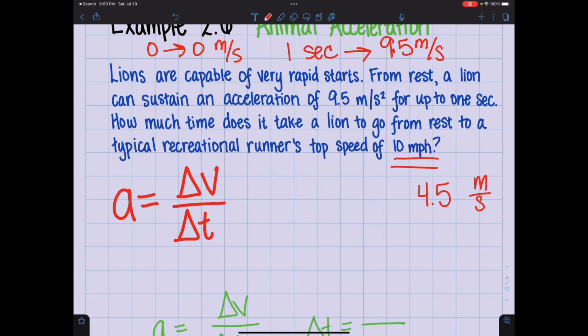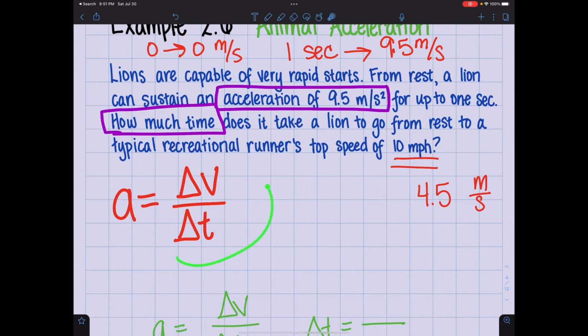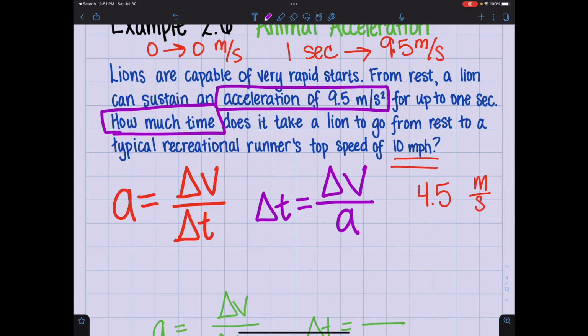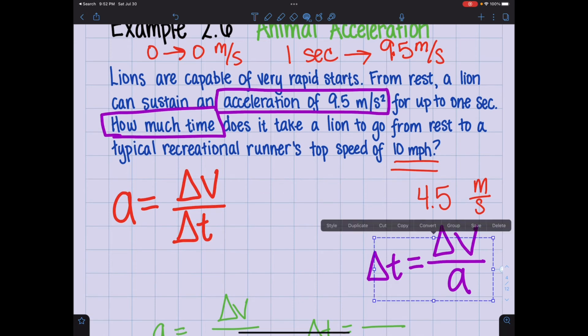The acceleration is something that they told us. Let's look here. An acceleration is 9.5 meters per second squared. And they're asking for a time. The question is how much time? So let's rearrange this equation and solve it for change in time. Change in time is equal to change in velocity over acceleration. How did I get that? Easy peasy. I'm going to set that to the side.